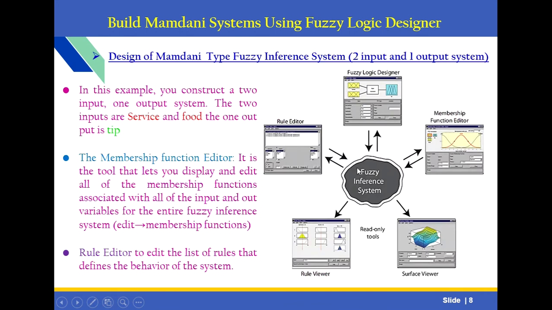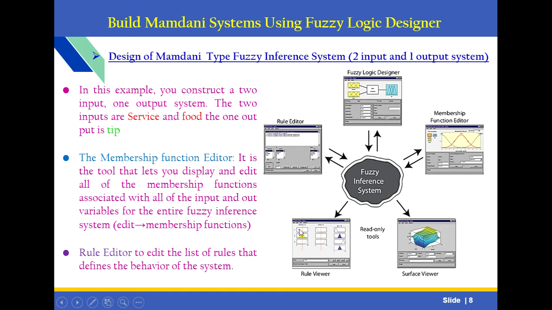Then this is the fuzzy inference systems block. This is a design of a Mamdani type fuzzy inference system with 2 inputs and 1 output. In this example, you construct a 2 input and 1 output system. The inputs are service and food. The 1 output is tip. The fuzzy logic designer app has the membership function editor, then the rule viewer and the surface viewer, which is your output. This is where the golden rules you can create.